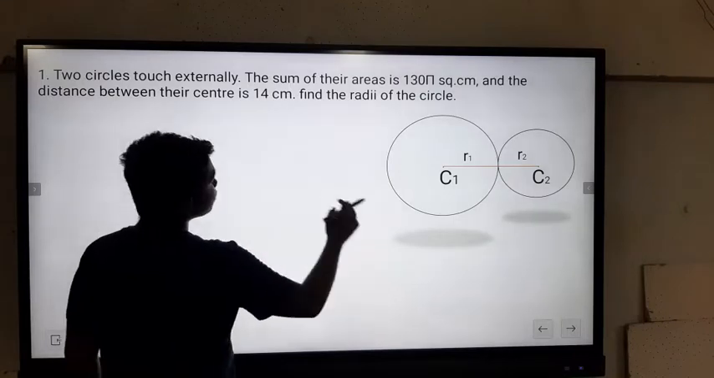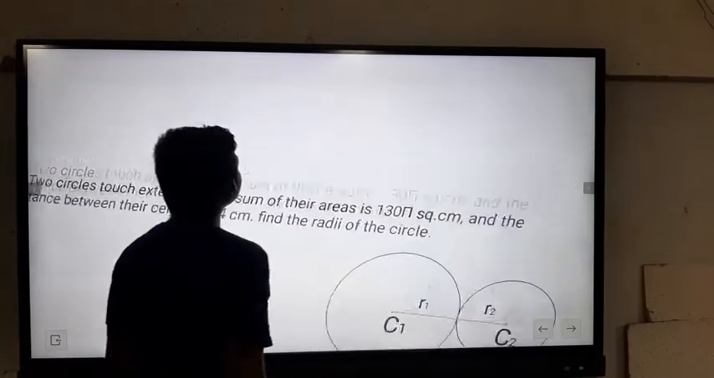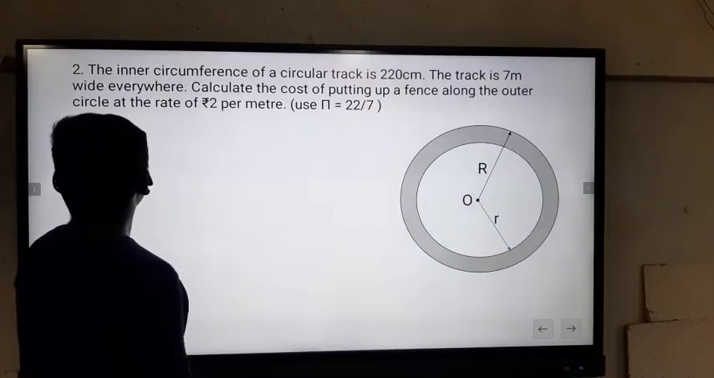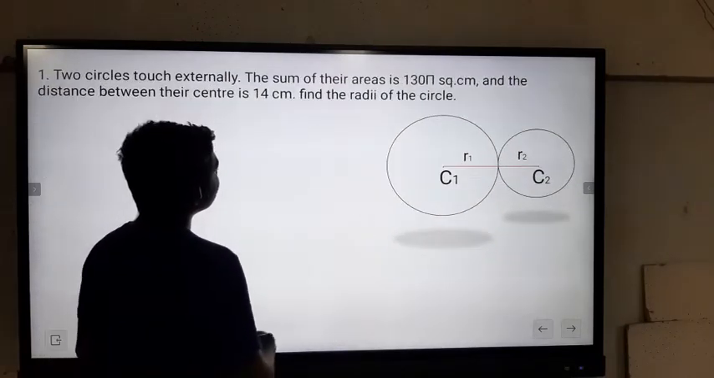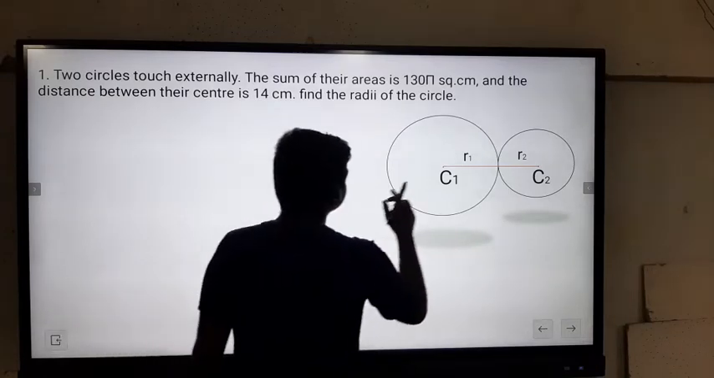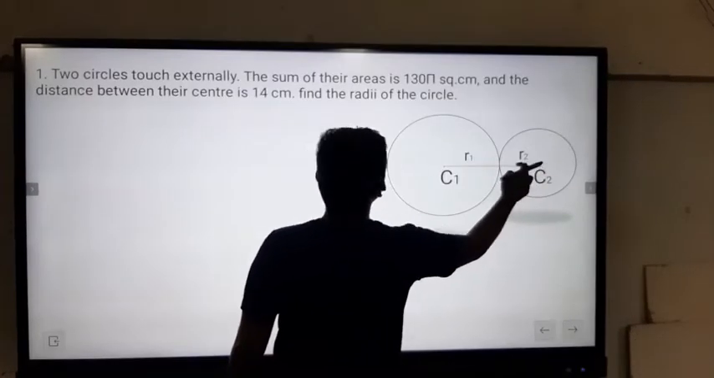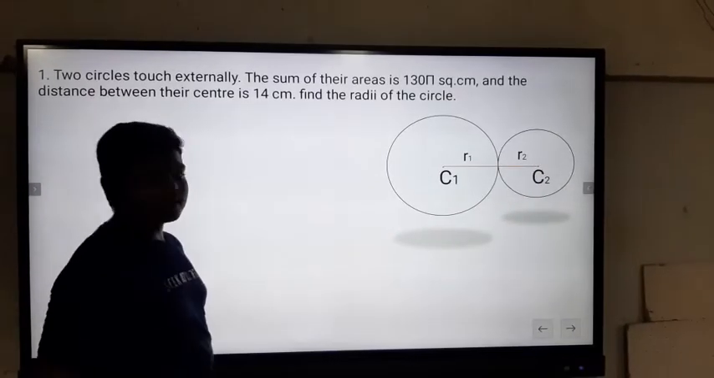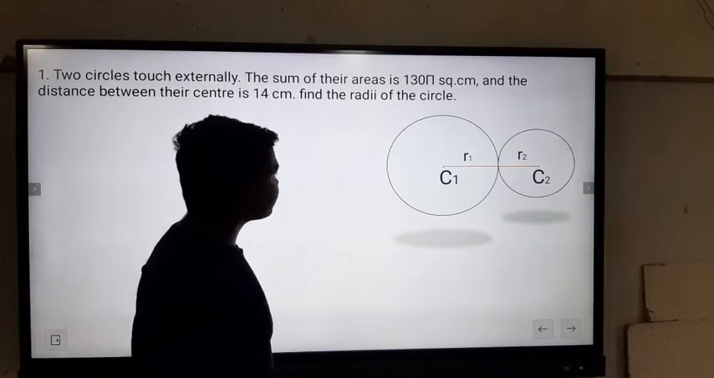So you are asking that two circles are here externally touching, and the sum of their areas is 130 pi, and the distance between their centers, meaning C1 to C2, that is R1 plus R2, is given as 14 centimeter. Then what is the radius of the circles?